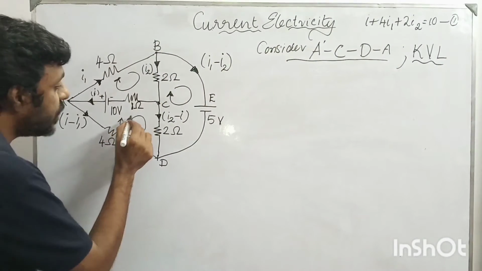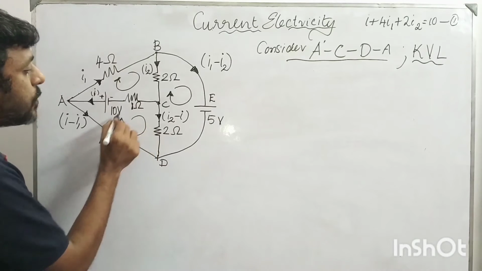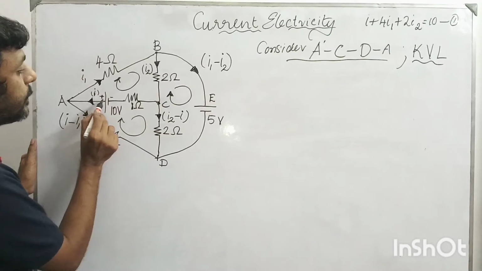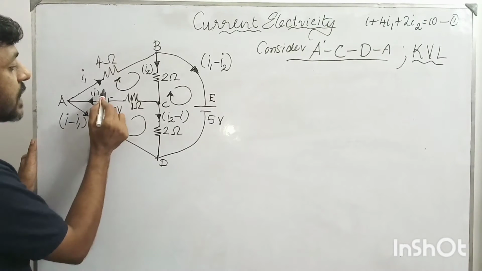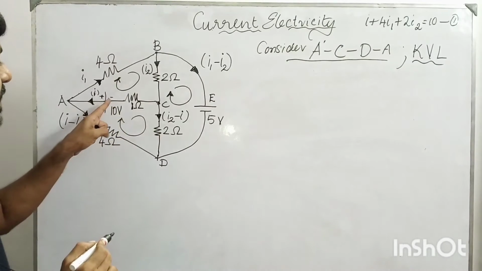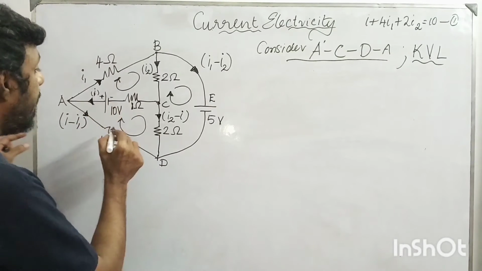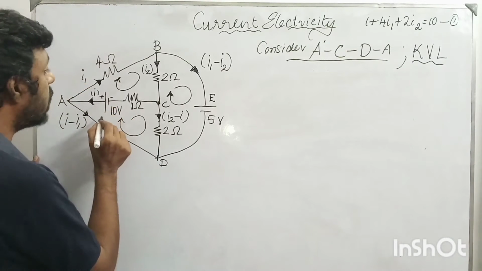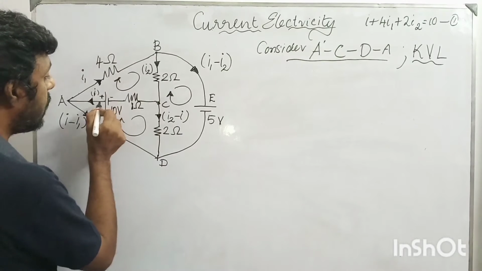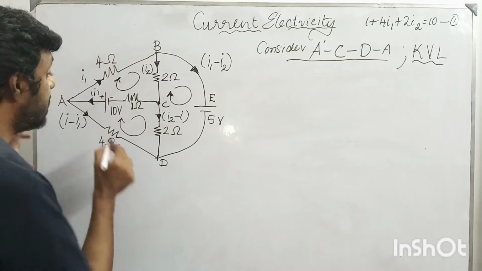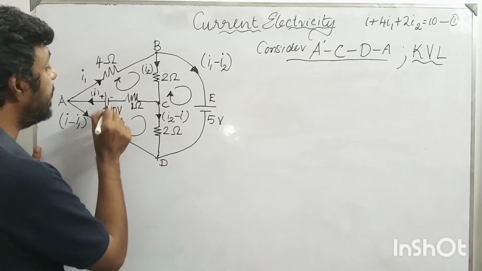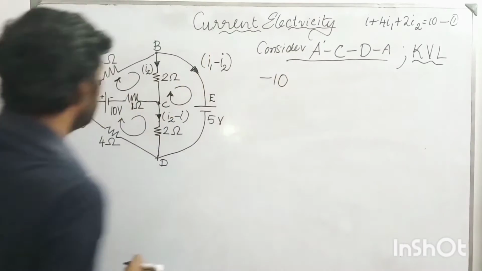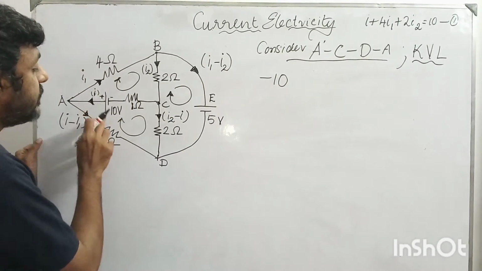My direction of travel is clockwise. I keep rotating in the clockwise direction. While rotating clockwise, I encounter a battery source which has the positive terminal at the first stage and the negative terminal at the second stage. When I encounter a battery with the positive terminal first, I will express the value of the voltage source in my calculation as minus 10. Right? Minus 10 will be the value.